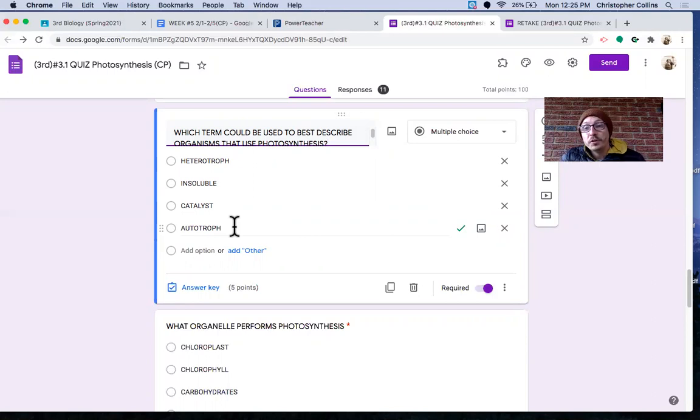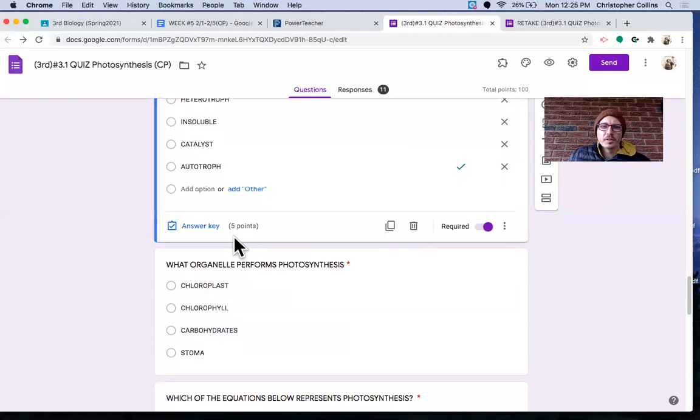Now, there are other producers out there at the bottom of the ocean. There are small bacteria that can actually produce sugar from energy in their environments, and we call them chemoautotrophs because they use chemical energy. You find them in the hydrothermal vents at the bottom of the ocean. It's really neat, and we'll look at those later on.